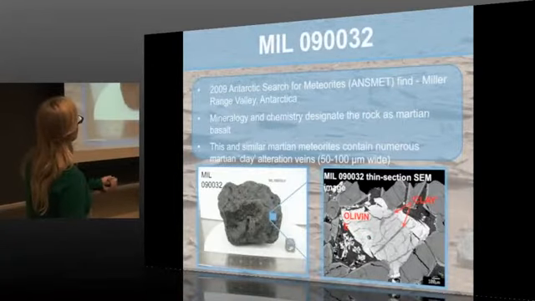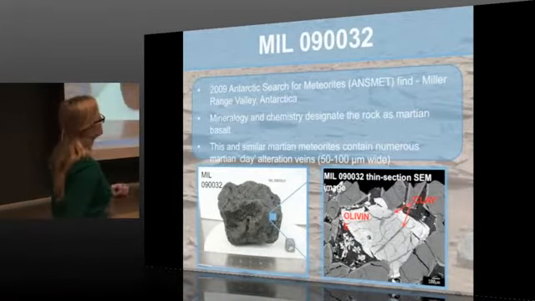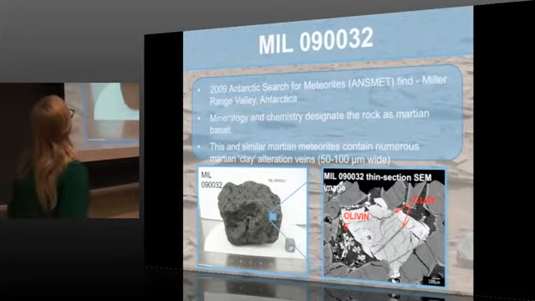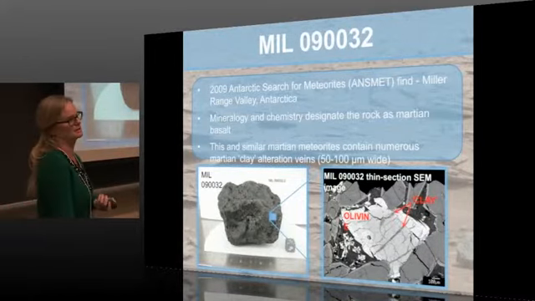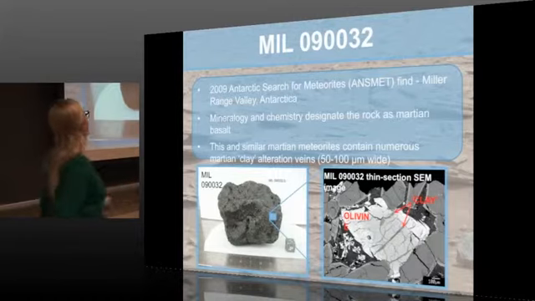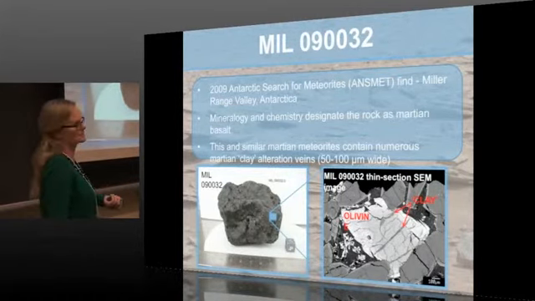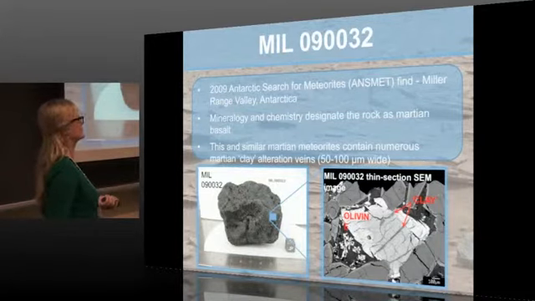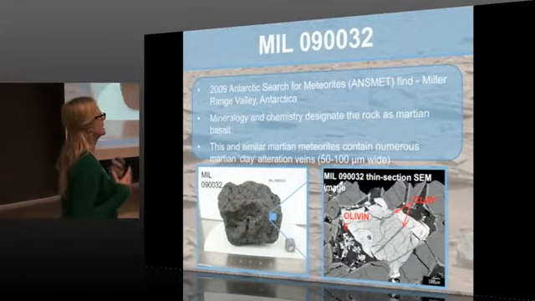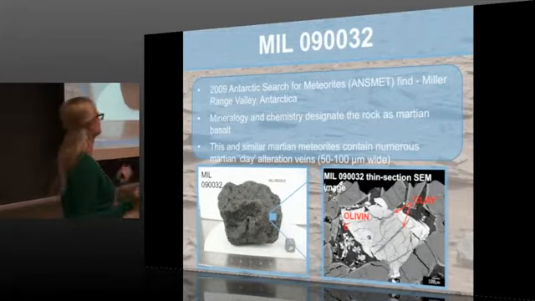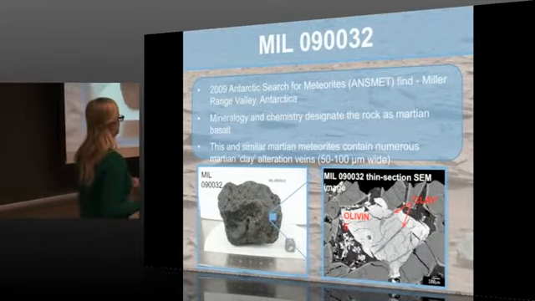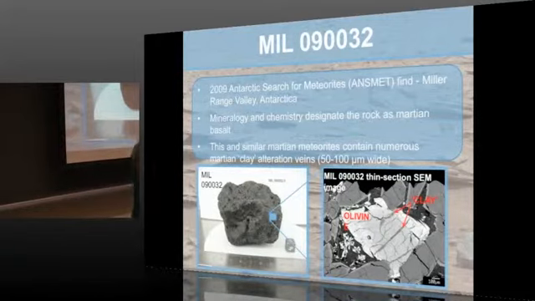Okay, so this is our meteorite. It was collected in 2009 in the Antarctic dry valleys in the Miller Range region by the Antarctic Search for Meteorites team, which I think they covered a little bit this morning. So the mineralogy and chemistry designate it as a Martian basaltic meteorite, which means, for those of you who aren't geologists, it's kind of like a lava that you would get in Hawaii. It's an eruptive lava, and it has these minerals in them known as olivines here.